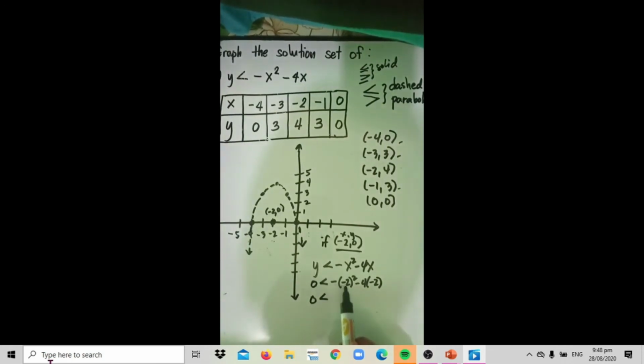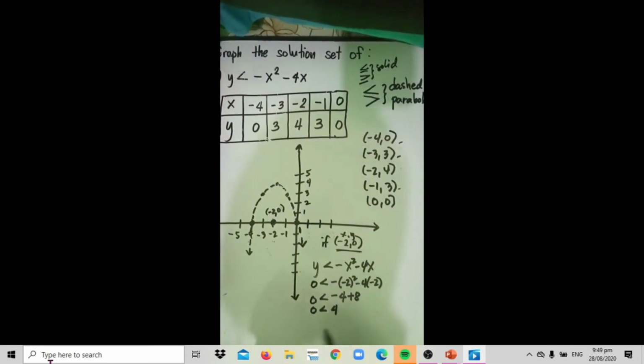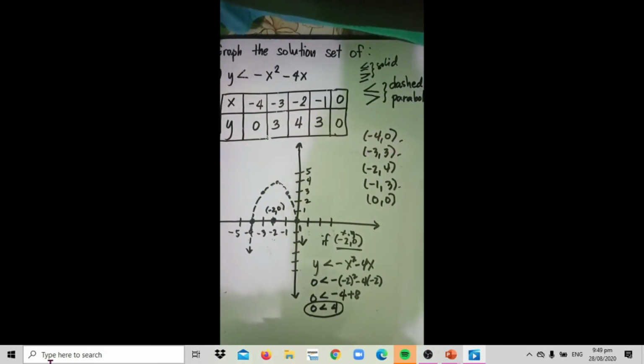Okay? So, bring down natin si 0. So, negative of negative 2 squared, that is, yes, we have negative 4. Then, negative 4 times negative 2, we have positive 8. So, therefore, 0 is less than negative 4 plus 8. What is negative 4 plus 8? We have positive 4. Is our resulting quadratic inequality a true statement or a false statement?